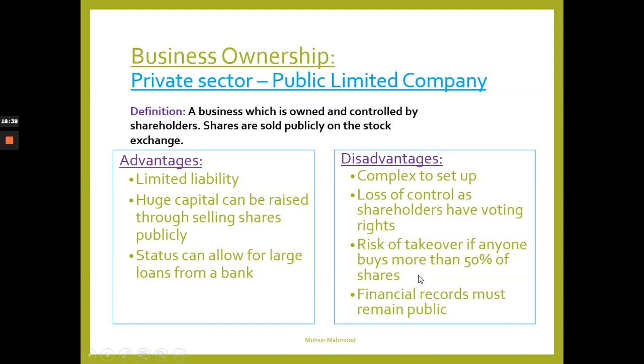So if anyone buys more than 50% of shares in a business, that person practically owns the business. Why? Because now they have more than 50% of voting rights. So if they wish for something to happen, they outvote everyone else. Okay, so whatever they want to happen will happen, basically. And financial records must remain public. So now that you're a public limited company, your financial records must remain public, so everyone can see your financial records, your profit, your loss, sales, etc.